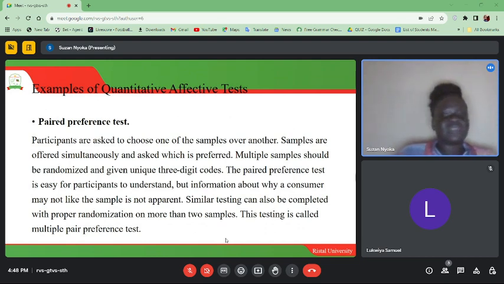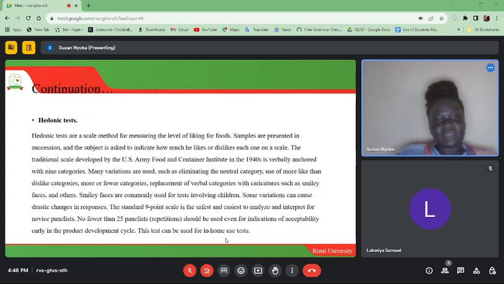Yeah, in this pair test, of course, you give your samples and then you also ask the consumers which one they like more. Yeah. And then the hedonic tests are a scale method for measuring the level of liking for goods. Samples are presented in session and the subject is asked to indicate how much he or she likes or dislikes on a scale. So the traditional scale is answered with 9 categories.